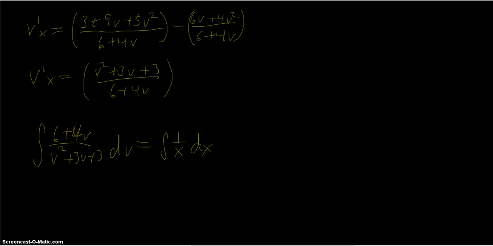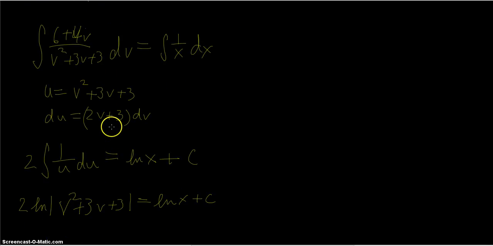Alright, so solving this, we'll use substitution. So u being the denominator, the derivative of the denominator luckily is some scalar multiple of the numerator. So we can go ahead and say 2 times 2v plus 3 equals 6 plus 4v, so factor out the 2, and we're left with 1 over u du. And of course the integral of 1 over x dx is ln x plus c.